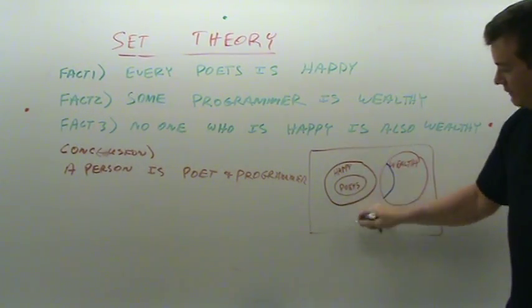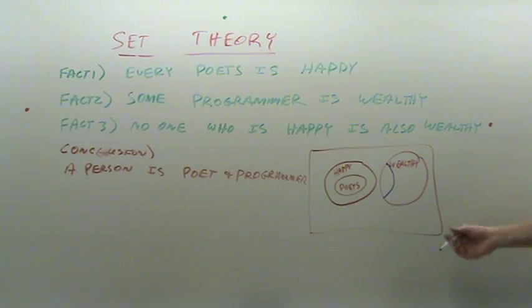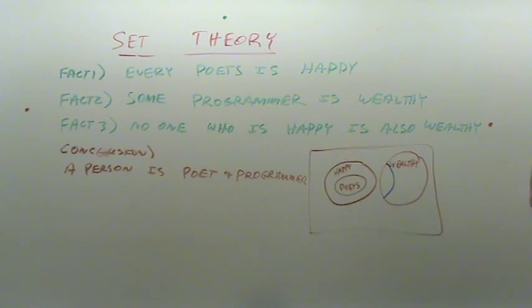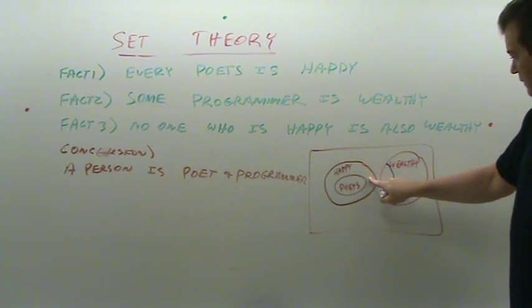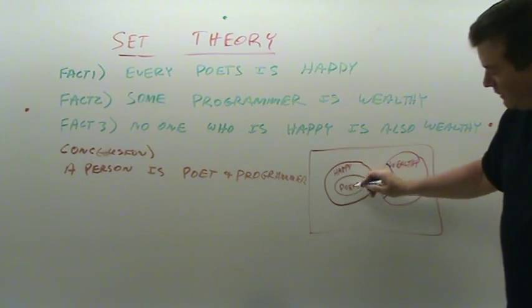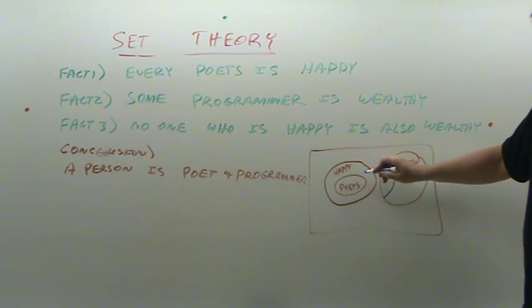Where do we have the freedom to go through? Can we go into the happy and the poets section? Is there anything making us not go there? We never said programmers are not. No person who is happy is also wealthy. But that's okay. So we can go right through happy, and we can even go right through poets.